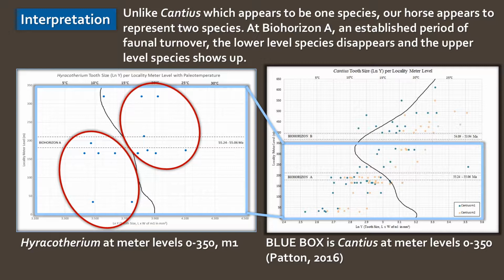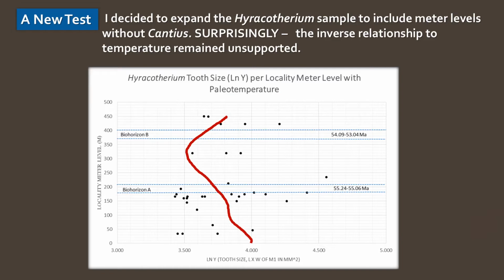Interpretation. Unlike Canius, which appears to be one species, our horse appears to represent two species. At biohorizon A, an established period of faunal turnover, the lower-level species disappears and the upper-level species shows up. However, due to small sample size, I was not confident that this could properly be assumed. So I decided to perform a new test.